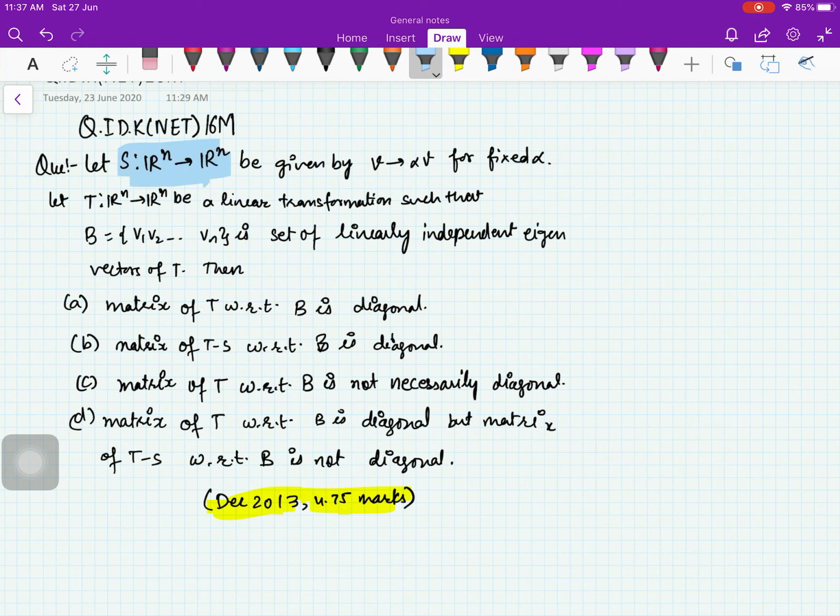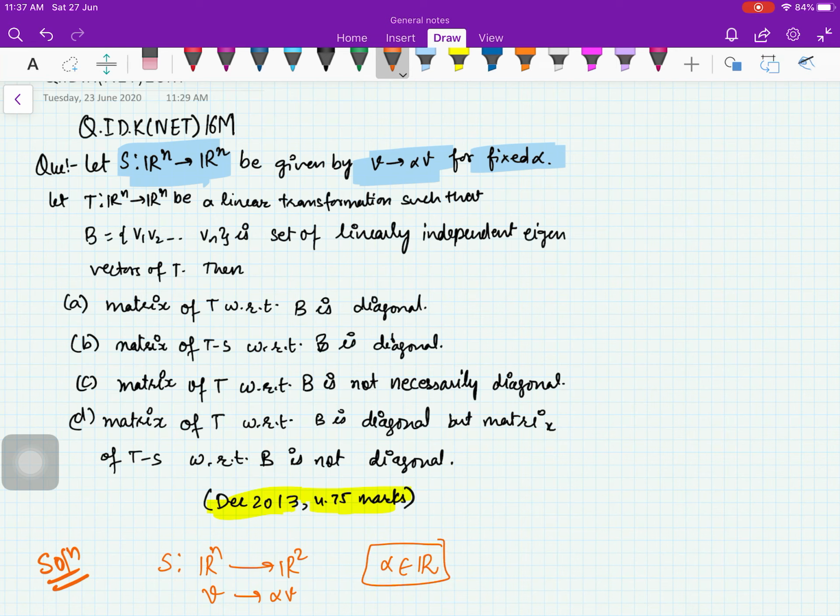Statement is saying that suppose you have a map S from Rn to Rn, which is given by V goes to alpha V for a fixed value alpha which is in your field. Let us write down here in the solution. You have a map S from Rn to Rn, where a vector V goes to alpha V, where alpha is a fixed number in your field, here R. And then it is saying that there is another map T from Rn to Rn.